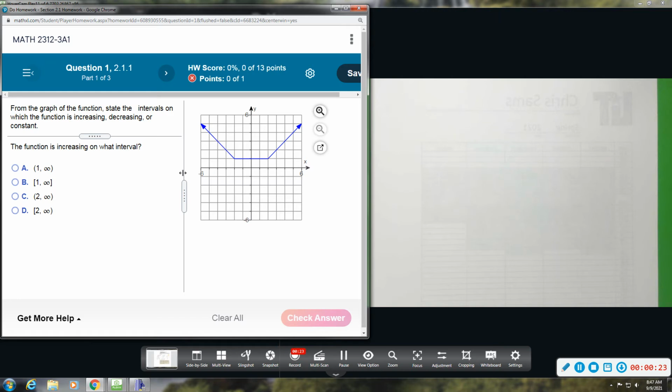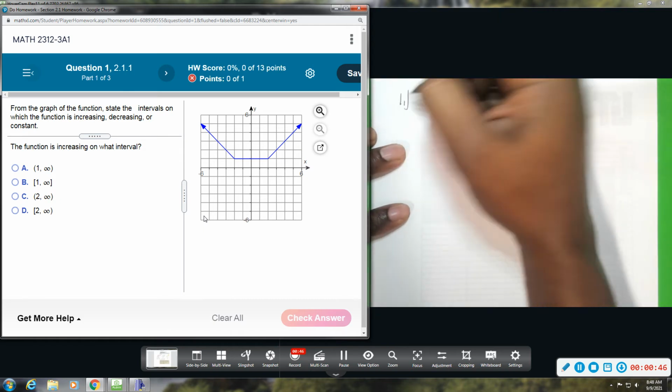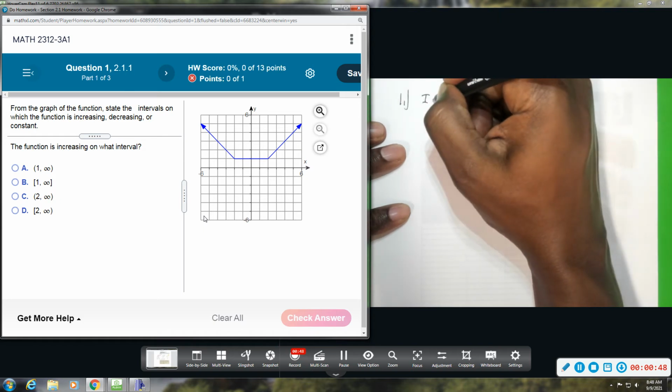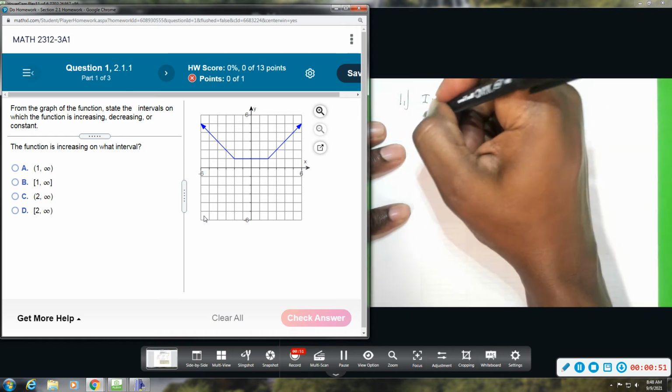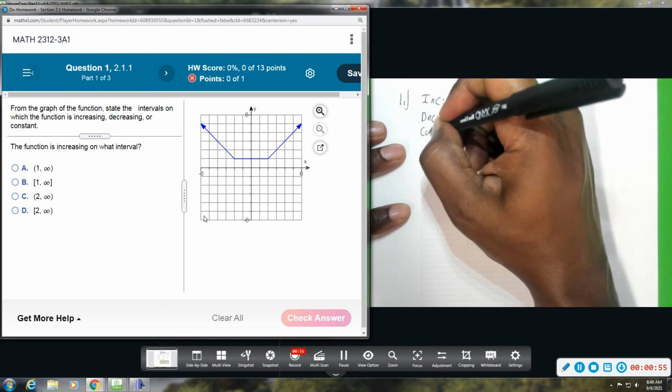So remember, increasing, the graph is going to be going upward direction as we go from left to right. So going from left to right, this graph is decreasing, going downward, for the first section. And then it's going constant, and then it's increasing. So let me just write all three parts down so you can kind of see. Increasing, abbreviate INC, decreasing, DEC, and then constant.